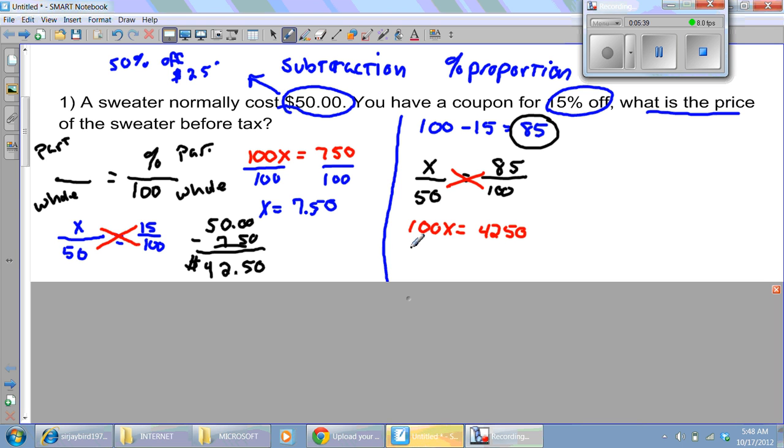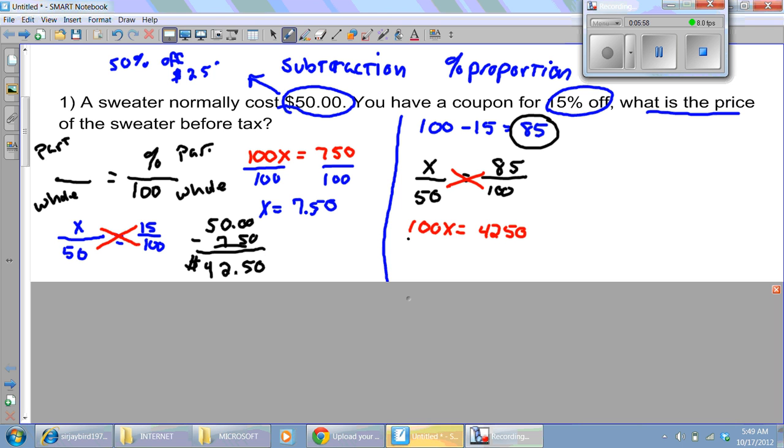Remember, Mrs. Sopko and I aren't perfect. We make mistakes just like you do. It's okay to make mistakes. Keep on the lookout for them because you can eliminate them yourself. I caught it when I saw this 42.50 over here. And I thought, wait a minute, over here I had 52.50.